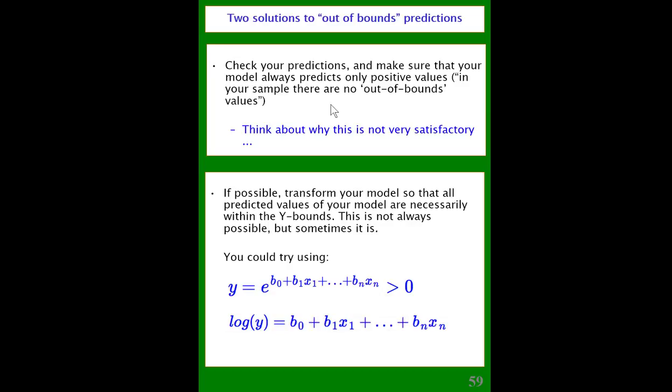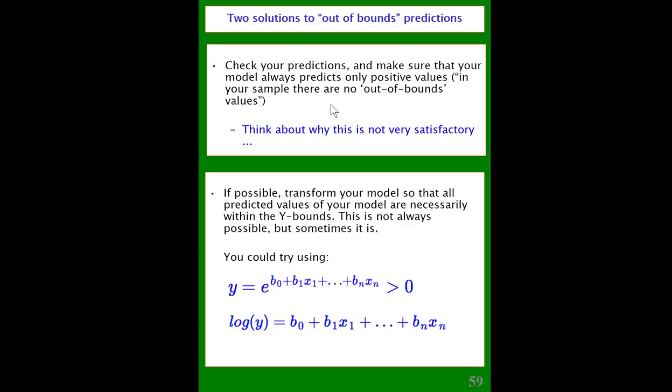Instead, just try this. Instead of the standard weighted sum of x's, B0 plus all the way up to Bn xn, take e raised to the power of that thing. Then we for sure know that the y here will be larger than 0, because this thing will be larger than 0. Another way of doing this is to use the log of y, so you have the log of y with this.